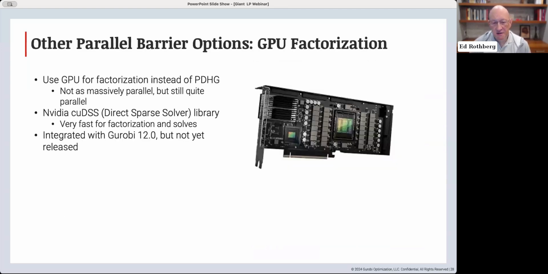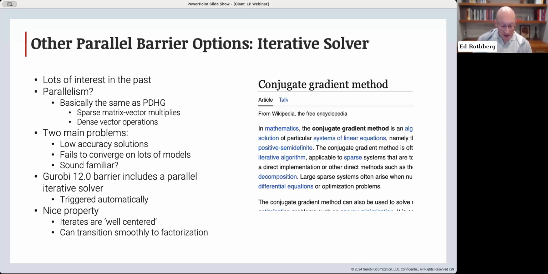The other option we consider is, since we're doing factorization and there exists a library for doing factorization on a GPU, let's look at performance for barrier using the NVIDIA cuDSS library. And again, this is integrated with Gurobi 12.0, but it's not yet released. And then the last option is an iterative solver inside barrier. If you look at the factorization inside barrier, the point of doing the factorization is to solve linear systems in order to get direction vectors.